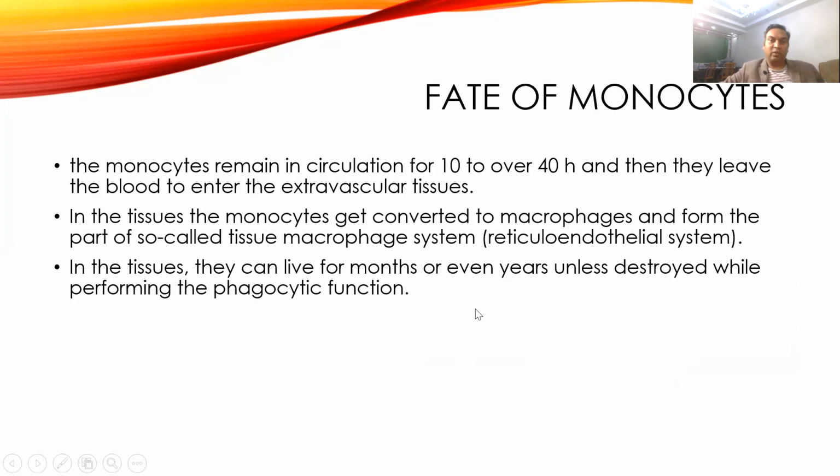And it also contains the vacuoles. Fate of the monocytes. The monocytes remain in the circulation from 10 to 40 hours, and then they move out of the blood and go into the extravascular spaces, where they convert into macrophages. And this total formation of macrophages is also called the reticuloendothelial system. So the macrophage system is called the reticuloendothelial system, and in tissues they can live for months to years and keep on doing phagocytic functions throughout their life till they die.